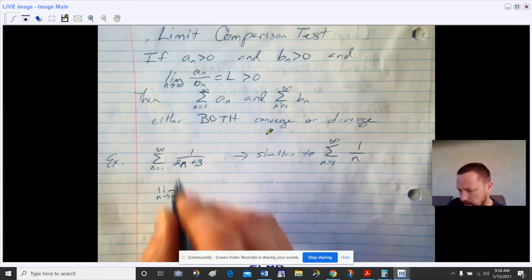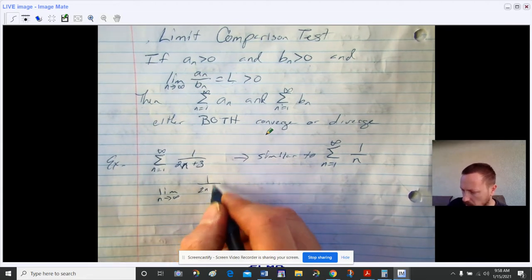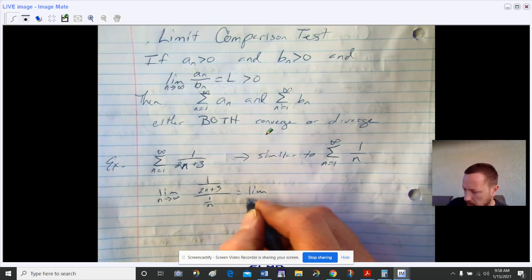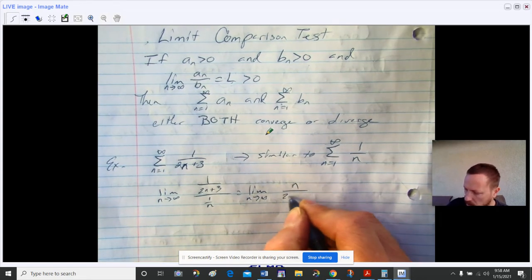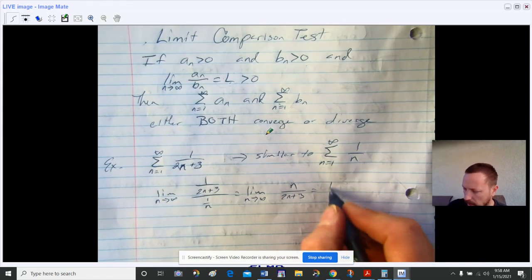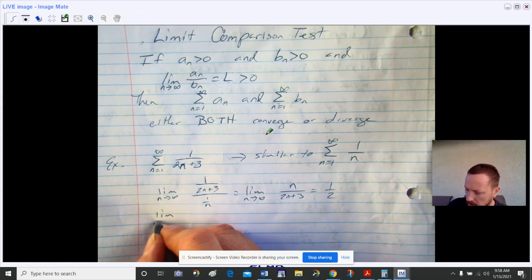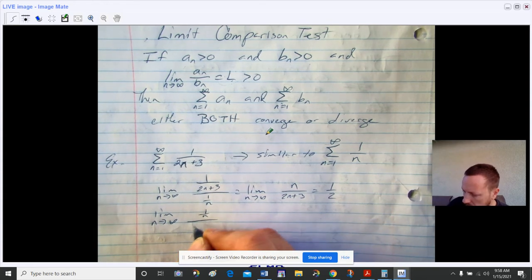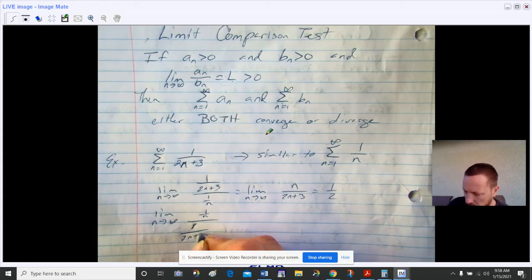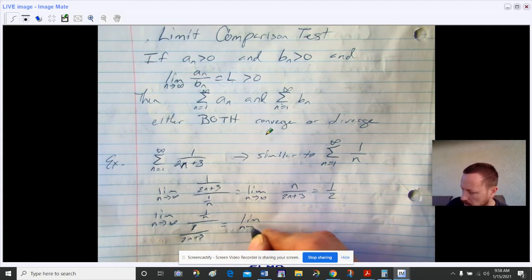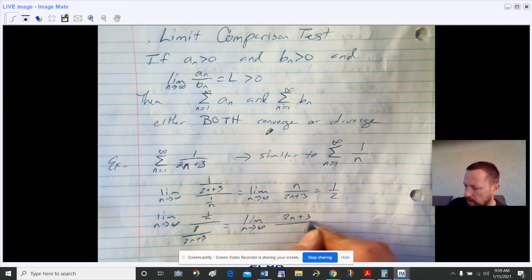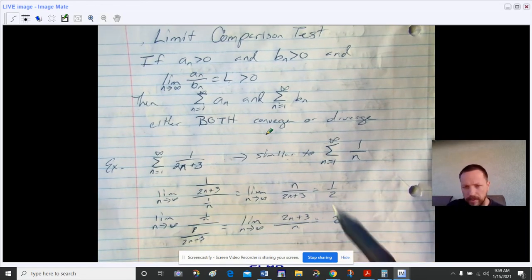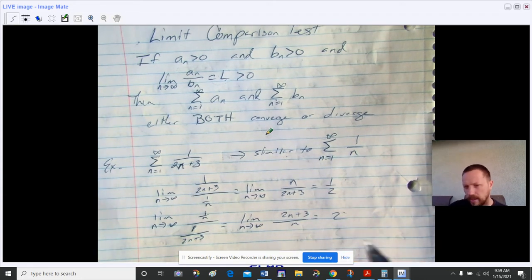So limit as n approaches infinity. Let's say that this is a. So we do 1 over 2n plus 3 over 1 over n. Then this gives us the limit as n approaches infinity of n over 2n plus 3, and we get 1/2. But if we did the opposite, and say this is a and this is b, then 1 over n over 1 over 2n plus 3 gives the limit as n approaches infinity of 2n plus 3 over n, which gives us 2. Both of these are positive numbers, so it doesn't matter which one you pick as a or b. It's very, very forgiving.